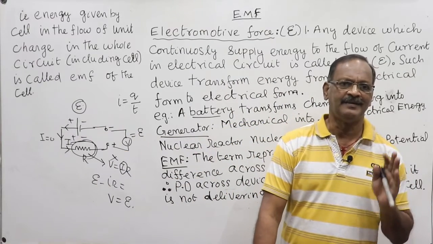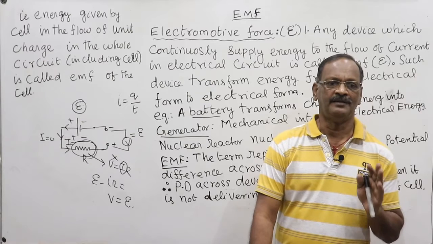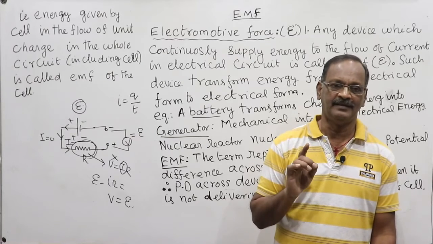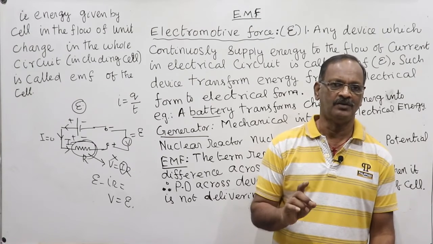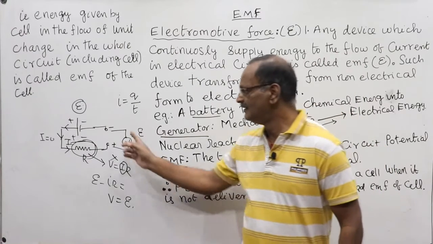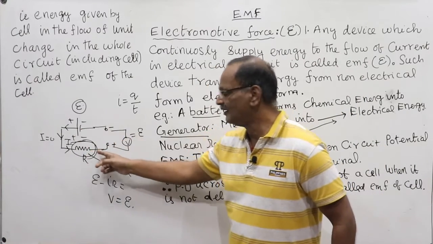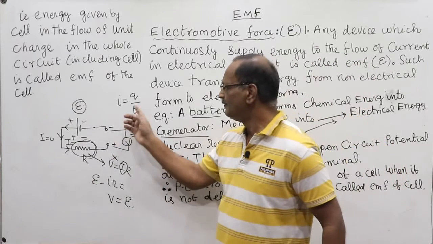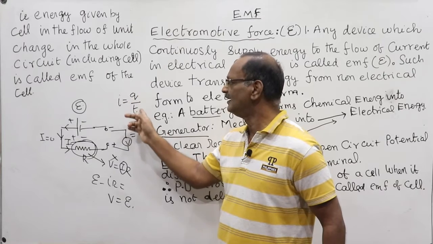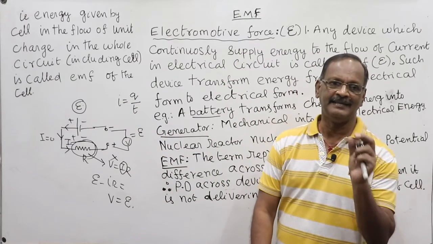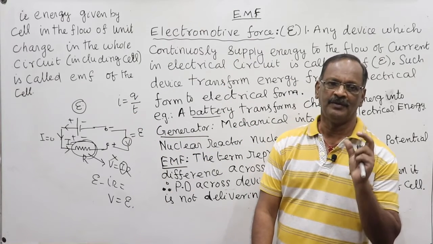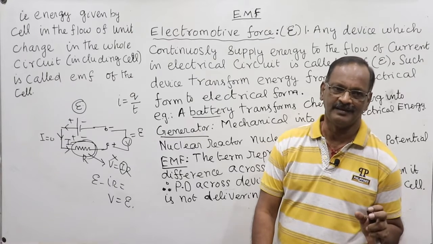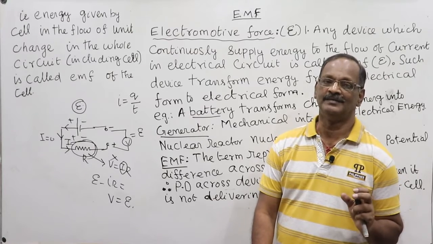That is, the energy given by the cell in the flow of unit charge in the whole circuit is called EMF. Energy given for the flow of unit charge. Current means charge in a given time. Therefore, the energy given by the cell for unit charge in the whole circuit, including the cell, is called the EMF of the cell.